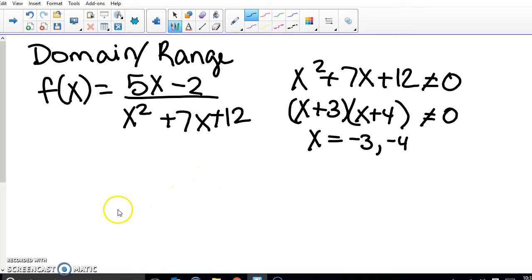Writing this in set builder notation, I can write it as all real numbers except negative 3 and negative 4.